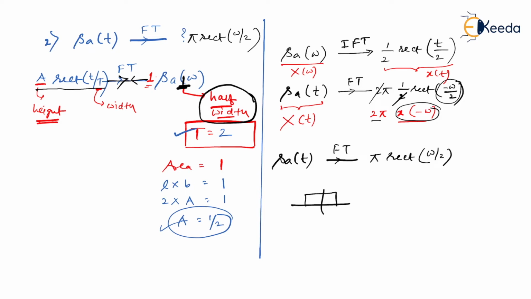So I'm sure you have understood the problem. Let's move to the next problem. So next problem, they are asking you the Fourier transform for sampling square of t. Is that right? We know that sampling square t is not a standard function, but sampling square of omega is definitely a standard function. So let's say I have a sampling square of omega.